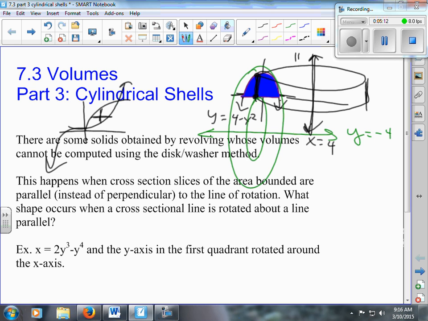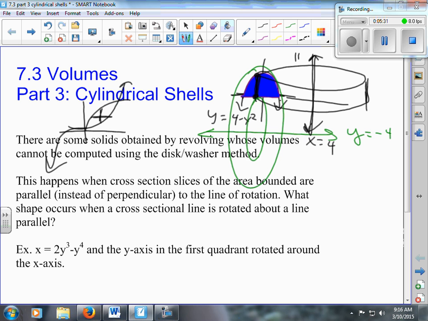Yeah, so you can do top minus bottom or right minus left in this example. By the way, there's going to be a test question in which you can do either one, and I ask you to do both.